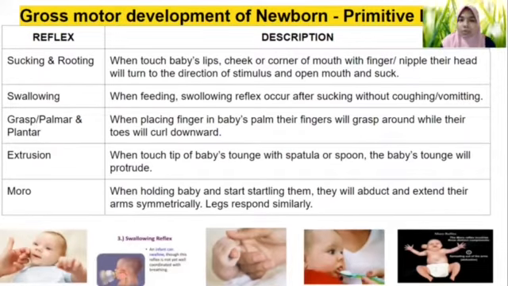The description of sucking and eating: when you touch baby's lips, cheeks, or the corner of the mouth, the baby will turn in the direction of stimulation and open the mouth to suck. Swallowing: when feeding, the swallowing reflex occurs after sucking without a cough.